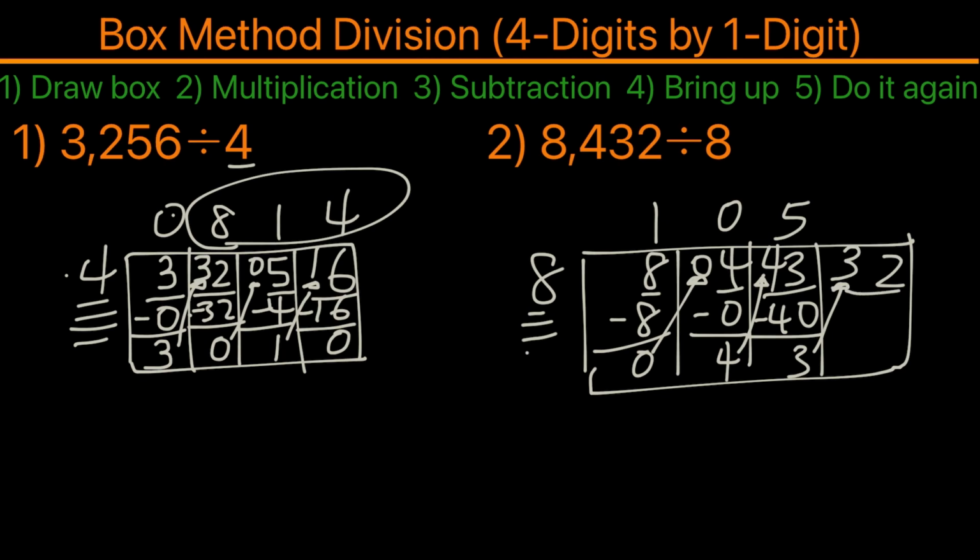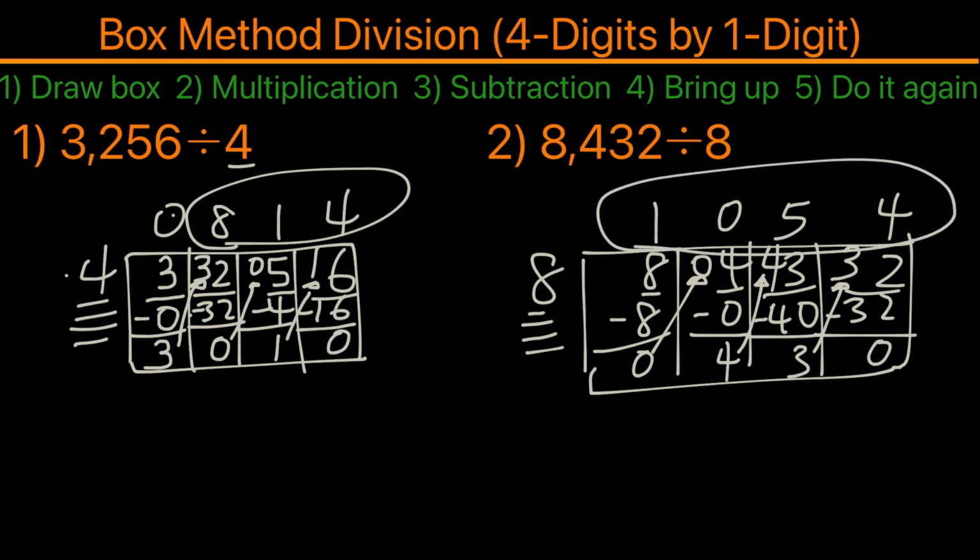And then we have 32 divided by 8. 8 times 4 equals 32. And so if we subtract 32 minus 32, we get 0. And our answer is 1054. And that will be the answer for example 2.